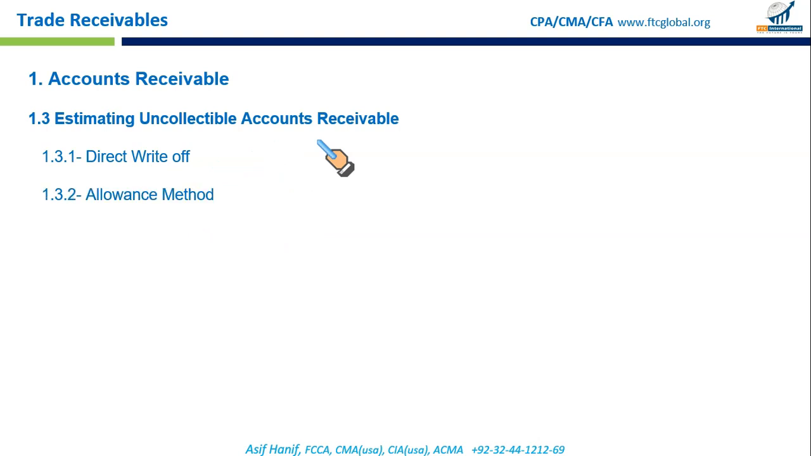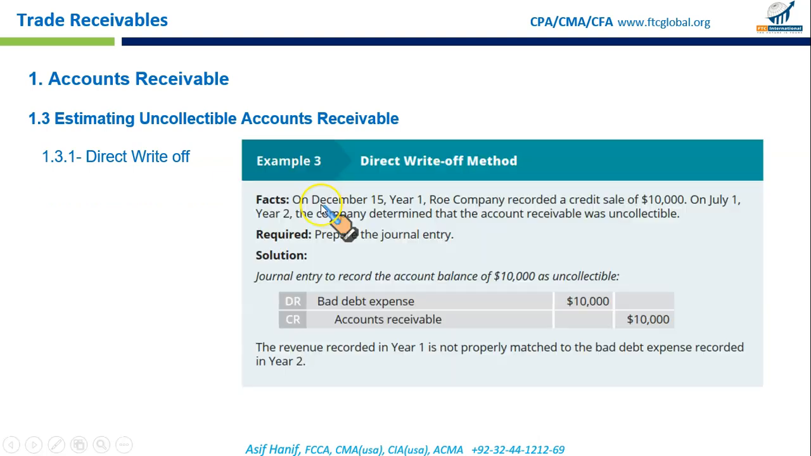Next, we have what you call the allowance method. That's what we're going to discuss in detail. Let's take an example first, direct write-off method. On December 15, year 1, Row Company recorded a credit sale of $10,000. On July 1st, year 2, the company determined that the account receivable was uncollectible. So prepare the journal entry. You prepare the journal entry when the customer actually goes bad: bad debt expense, debit; account receivable, credit.